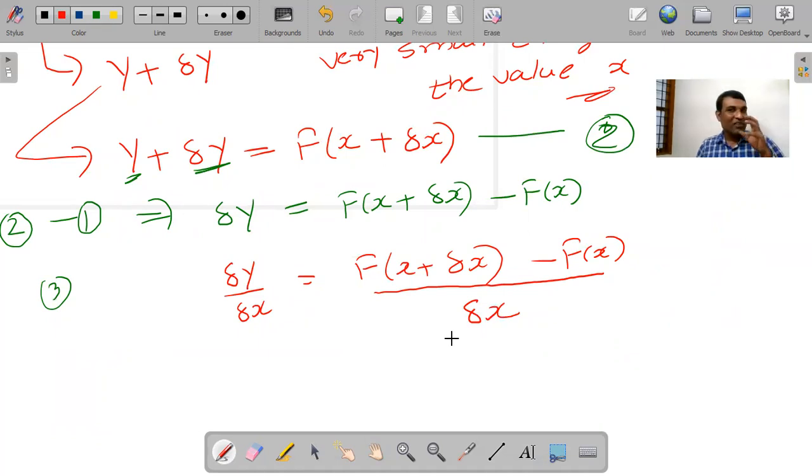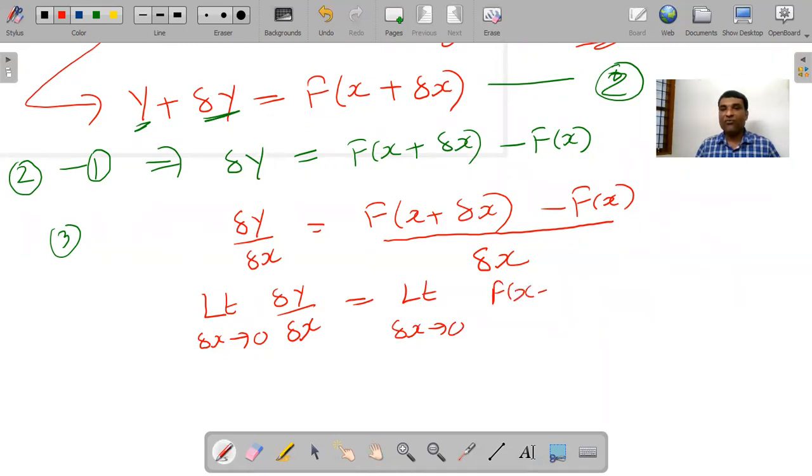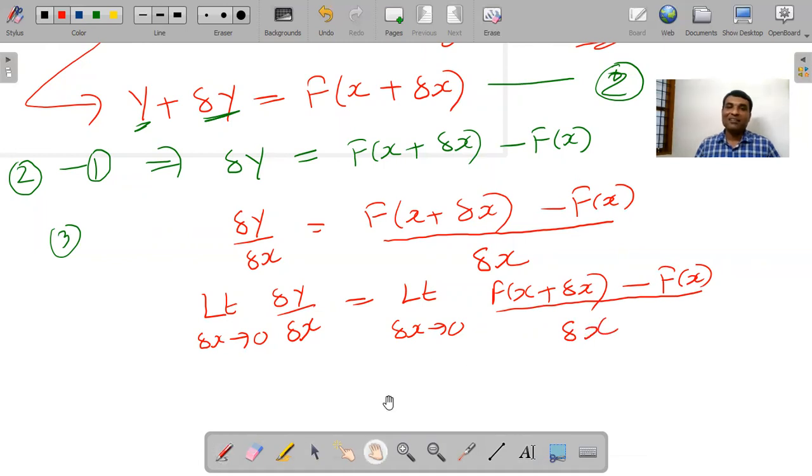I already told you delta x is a very, very small change, so small that it tends to 0, that is, it is negligible. So I am applying the limit. That is, limit delta x tends to 0 of delta y by delta x. This is equal to, applying the limit on the RHS also, limit delta x tends to 0 of f of x plus delta x minus f of x, whole divided by delta x.